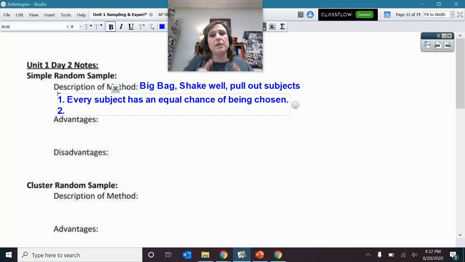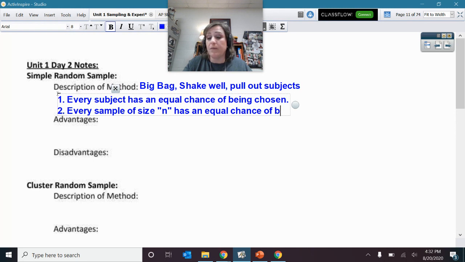Another one, and this one's a little harder to understand, but it is equally important. Every sample of a certain size. So say I was going to take samples from Aledo High School of size 10. Every different representation has an equal chance of being chosen. And so let's talk about that.